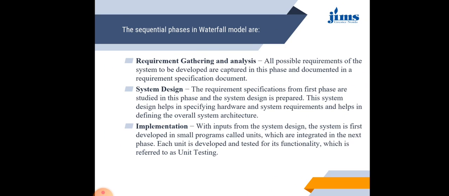The sequential phases in the waterfall model begin with requirement gathering and analysis. All possible requirements of the system to be developed are captured in this phase and documented in a requirement specification document. In the system designing phase, the requirement specification from the first phase is studied, and the system design is prepared. This system design helps in specifying hardware and system requirements and helps in defining the overall system architecture.